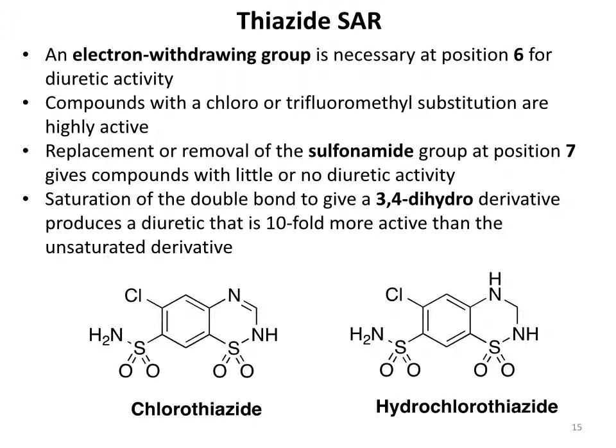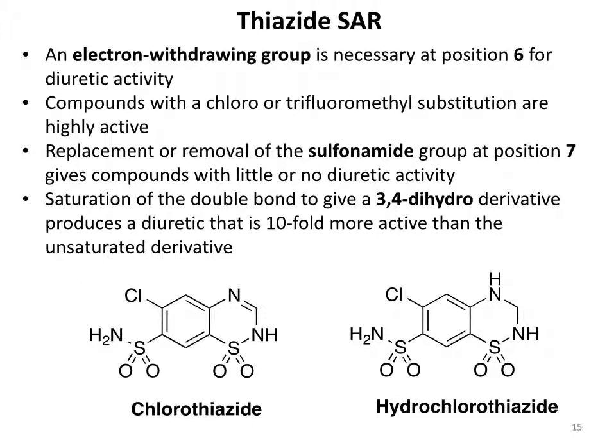Compounds with an electron withdrawing group at position 6, which is right here, are always necessary for diuretic activity. Almost always they're chloro or trifluoromethyl. In our drugs, they're actually exclusively chloro, but trifluoromethyl derivatives will work. So that's necessary. The sulfonamide group at position 7: if you replace or remove this group, you get compounds with little or no diuretic activity, so this sulfonamide is necessary for any activity.